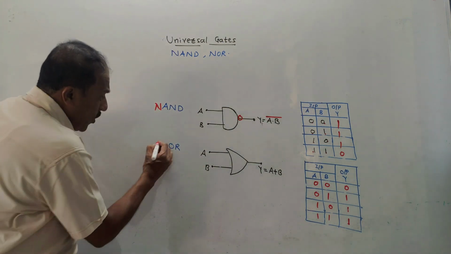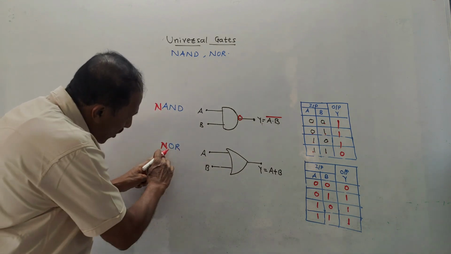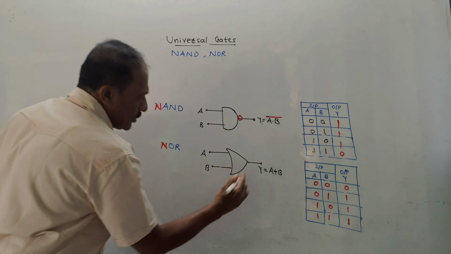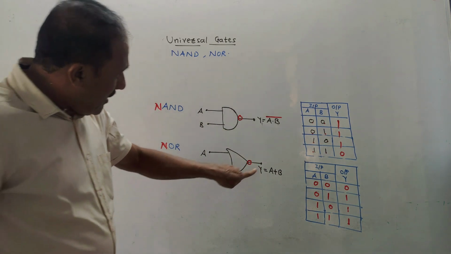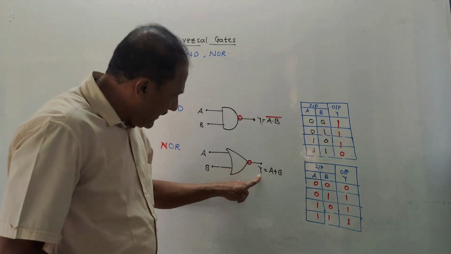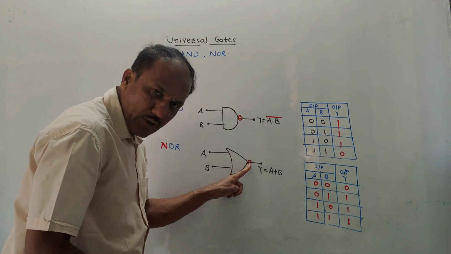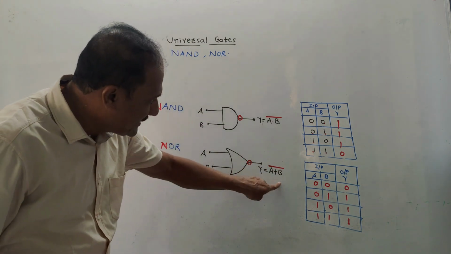Next is NOR gate. Again, this is the symbol of OR gate. It is NOR gate, that is negative OR gate or complement OR gate. So again, draw one bubble. This is the symbol of NOR gate. The output equation of OR gate is A plus B. Since we have drawn a bubble, we need to draw the complement, that is (A plus B) bar.